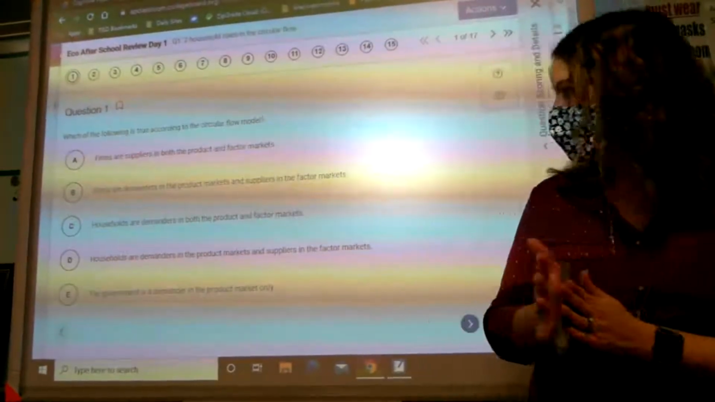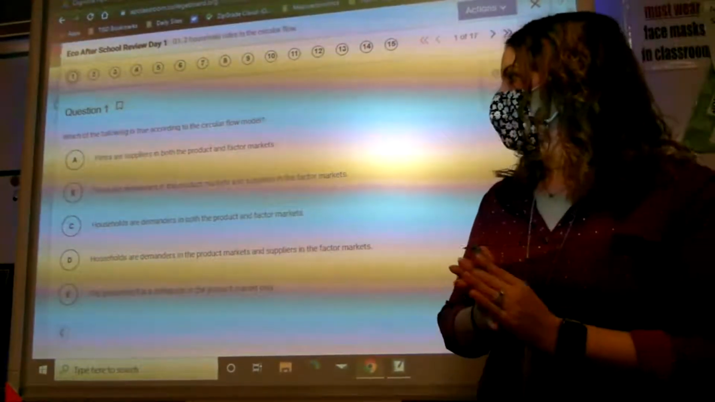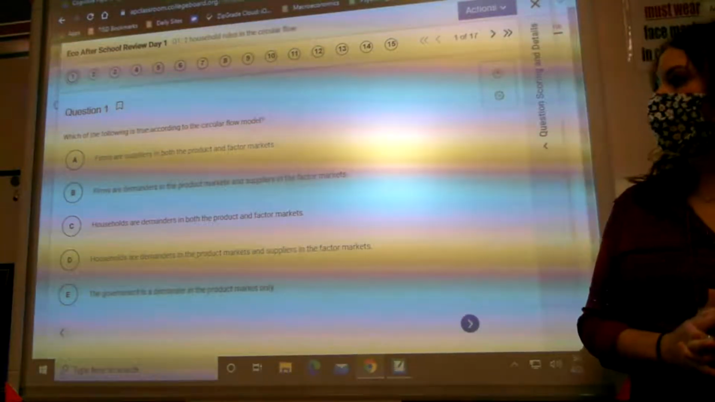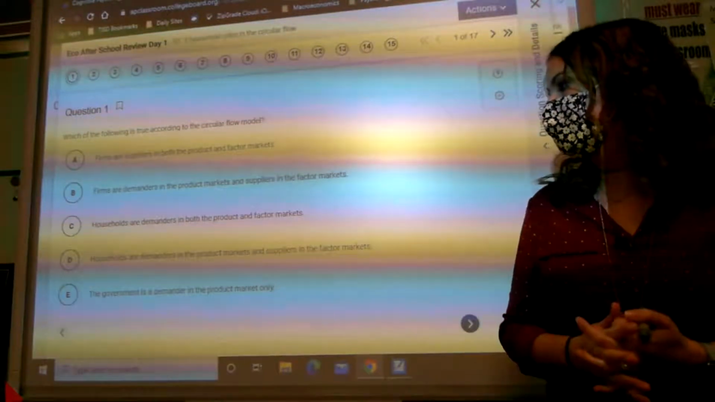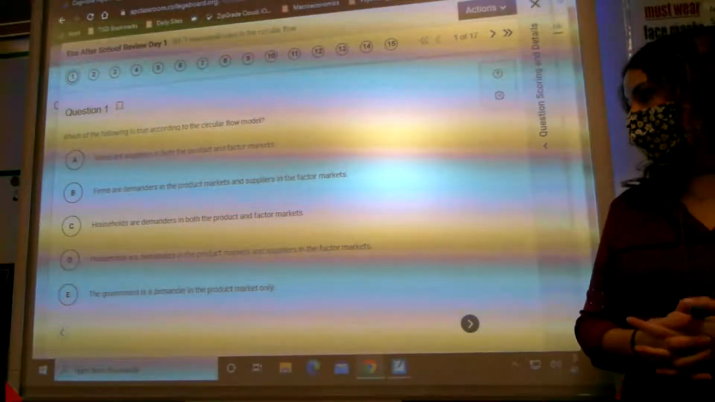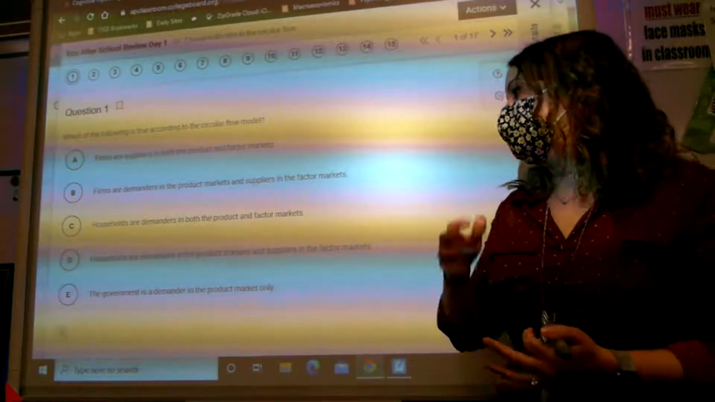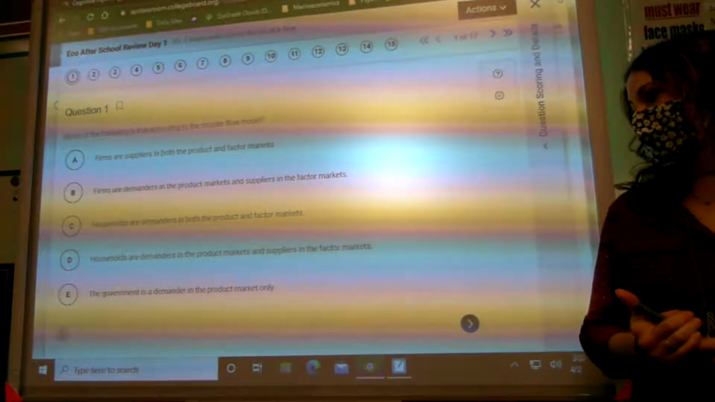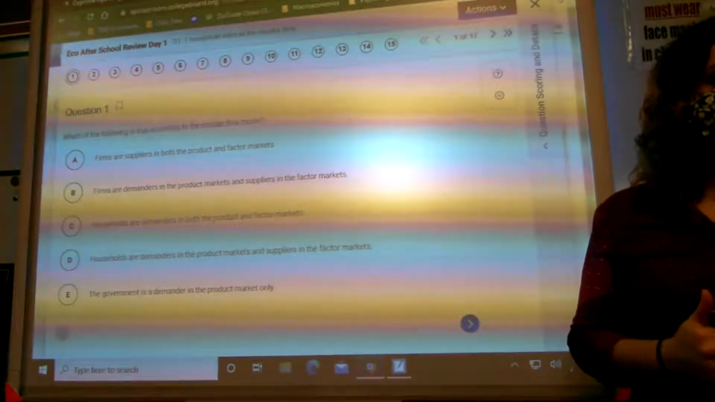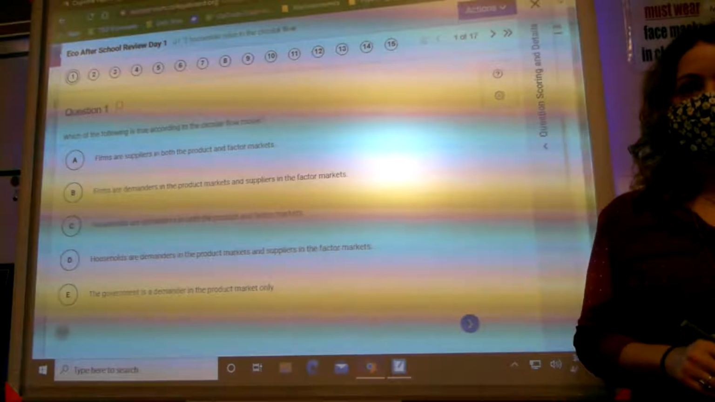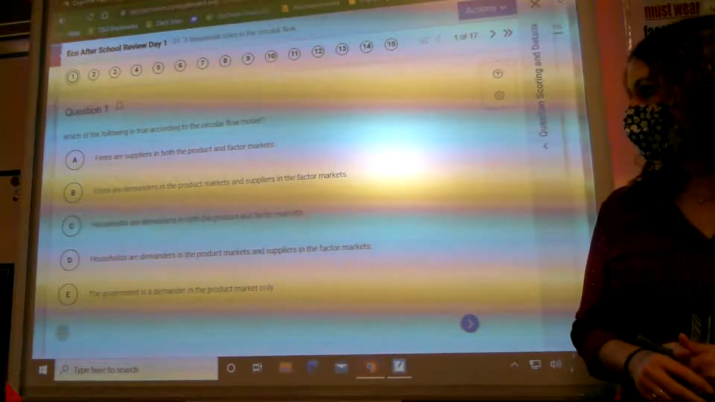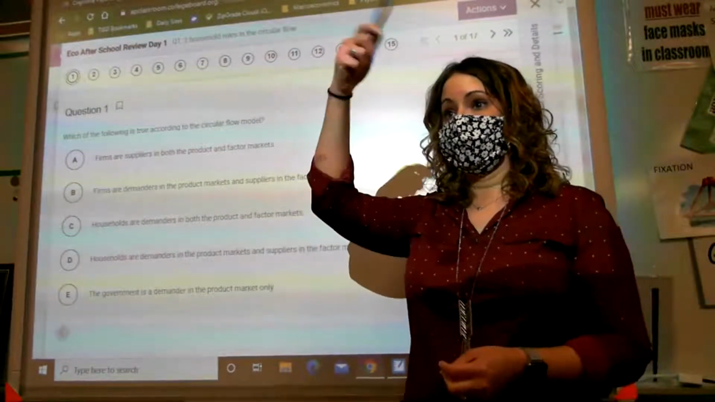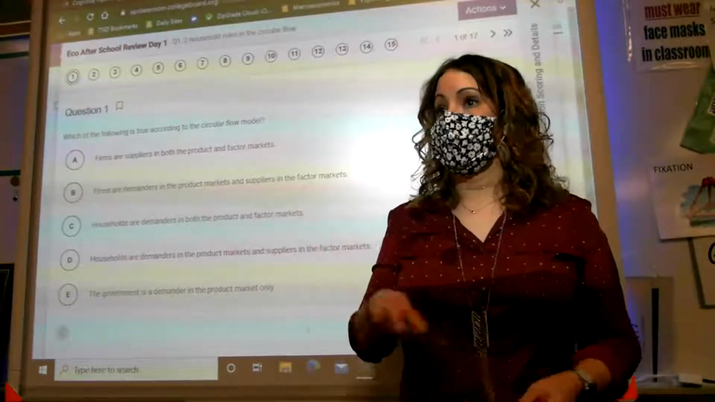Which of the following is true according to the circular flow model? A, firms are suppliers of both product and factor markets. B, firms are demanders in the product market and suppliers in the factor markets. C, households are demanders in both the product and the factor markets. D, households are demanders in the product markets and suppliers in the factor markets. Or E, the government is a demander of the product market only. What does it mean, product market and factor market? Well, the product market is for goods and services. That was those two up arrows up top. The factor market are the down arrows down the bottom.